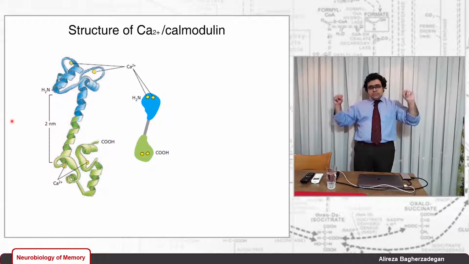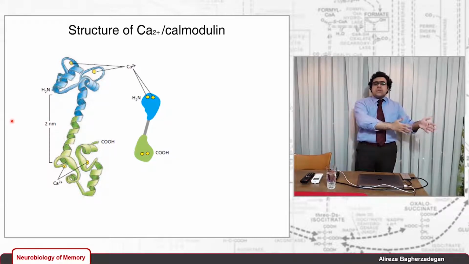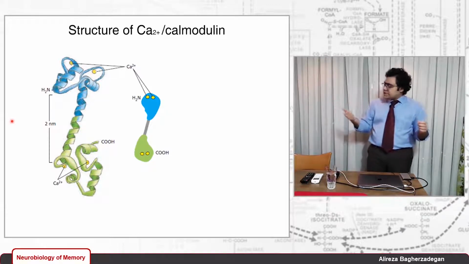But once the calcium ions bind to that calmodulin, it undergoes a conformational change again, and it is now in the active state or holo form. So it can be in two states: apo or inactive state, holo or active state. And this is, as you see.